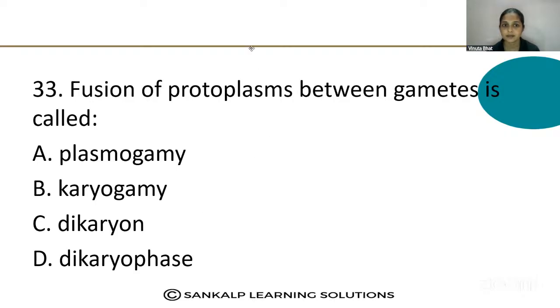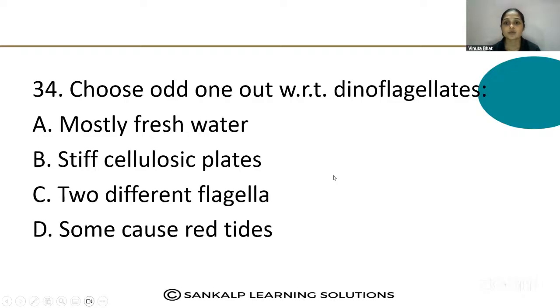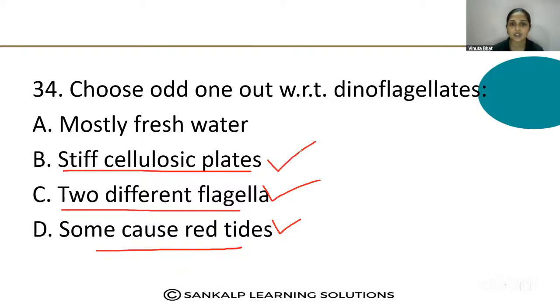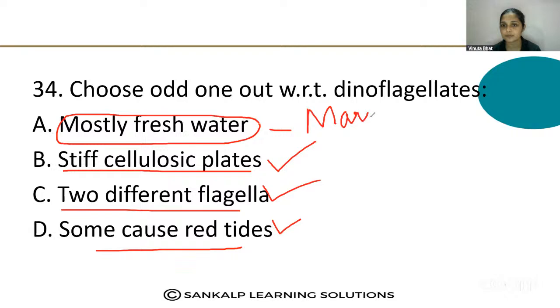Next question. Choose the odd one with respect to the dinoflagellates. Mostly freshwater, stiff cellulosic plates, two different flagella, some cause red tides. Which is not correct with respect to dinoflagellates? Some, like Gonyaulax, cause red tides, that is correct. They have two flagella, also correct. Stiff cellulosic plates are present on their body, also correct. Mostly freshwater? No, dinoflagellates are mostly marine organisms, not freshwater. So option 1 is the wrong answer.